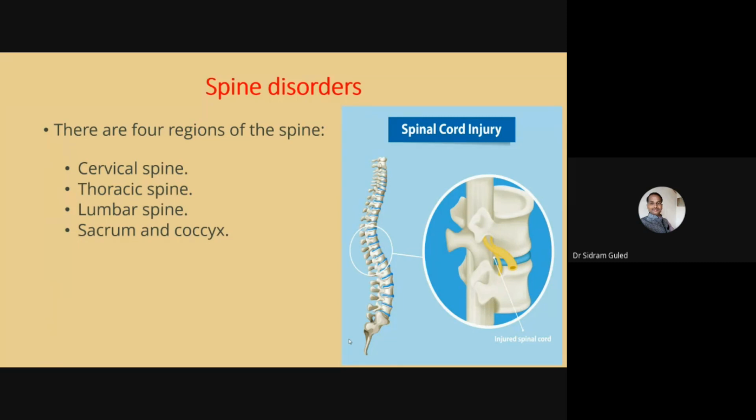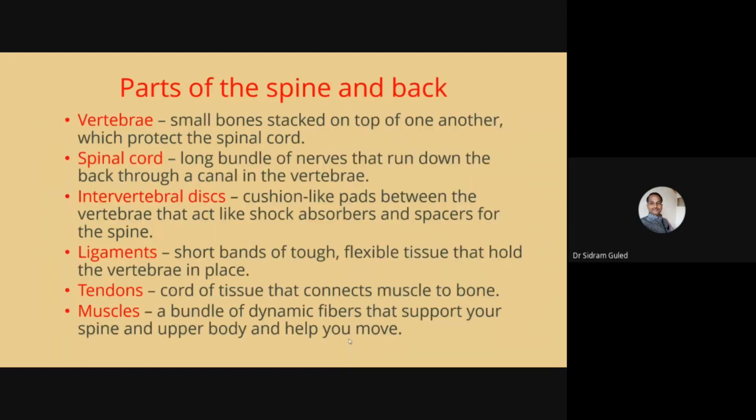We know that there are four regions of the spine: cervical, thoracic, lumbar and sacrum. There are different parts of the spine and back. An injury or condition of different parts can lead to pain and other symptoms. Those parts are vertebrae, spinal cord, intervertebral discs, ligaments, tendons and muscles. Injury to any one or a combination can lead to pain, and in the treatment we have to consider which part is affected.